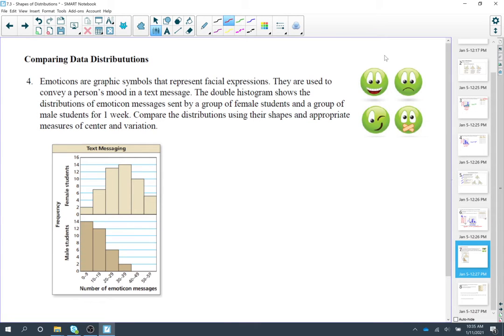Comparing data distributions. Example 4. Emoticons are graphic symbols that represent facial expressions. They are used to convey a person's mood in a text message. The double histogram shows the distributions of emoticon messages sent by a group of female students and a group of male students for 1 week. Compare the distributions using their shapes and appropriate measures of center and variation.